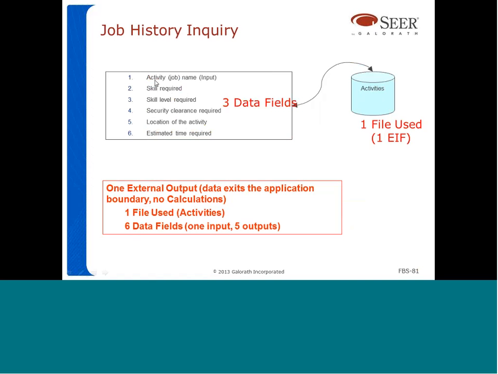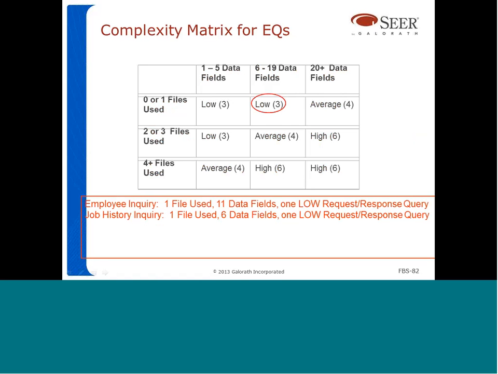In the case of the job history inquiry, remember, the user is going to specify an activity or job name. It's going to be the input, and then the system is going to respond with the skill level required, security clearance required, location of the activity, and estimated time required. So a total of 6 fields of information, and all the information is coming from a single source, in this case, the activities data file. So we come to our complexity tables, and we classify both of them as low complexity. They both have 1 file use, and they both have between 6 and 11 data fields. So they both classify as low complexity.